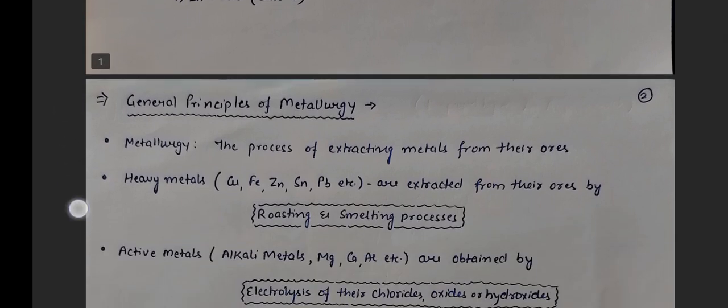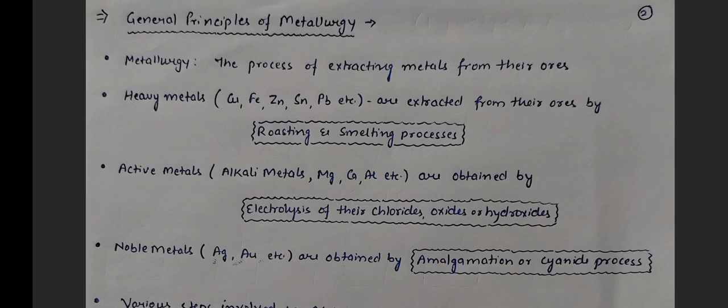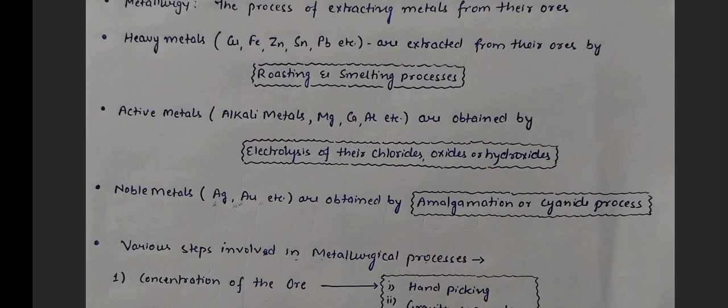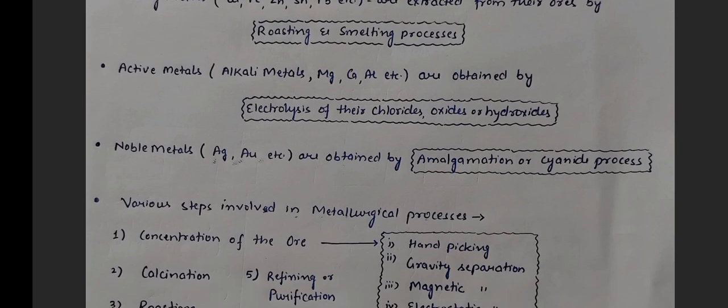Next, general principle of metallurgy. So let's get started with what is metallurgy. The process of extracting metals from their ores is known as metallurgy. Heavy metals like copper, iron, zinc, Sn, Pb, etc. are extracted from their ores by roasting and smelting processes. Active metals like alkali metals, magnesium, calcium, aluminum, etc. are obtained by electrolysis of their chlorides, oxides, or hydroxides. Next one is noble metals, that is silver, gold, etc., are obtained by amalgamation or cyanide process.